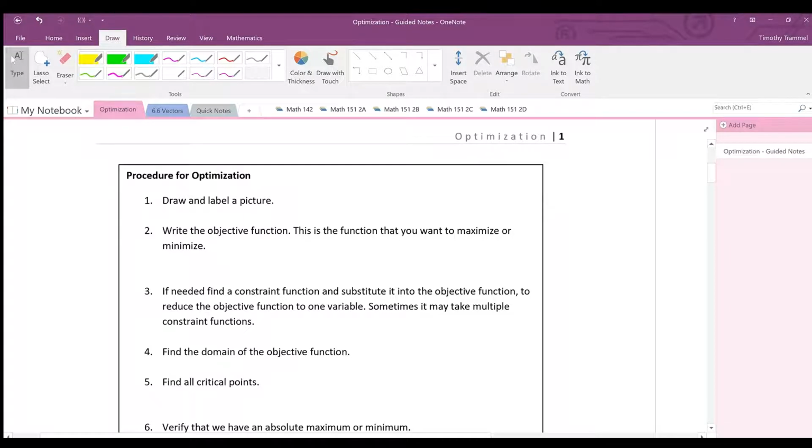Now that we've seen one example, let's figure out which of those pieces correspond to which one of these steps on this big list here. So first one is to draw and label a picture.